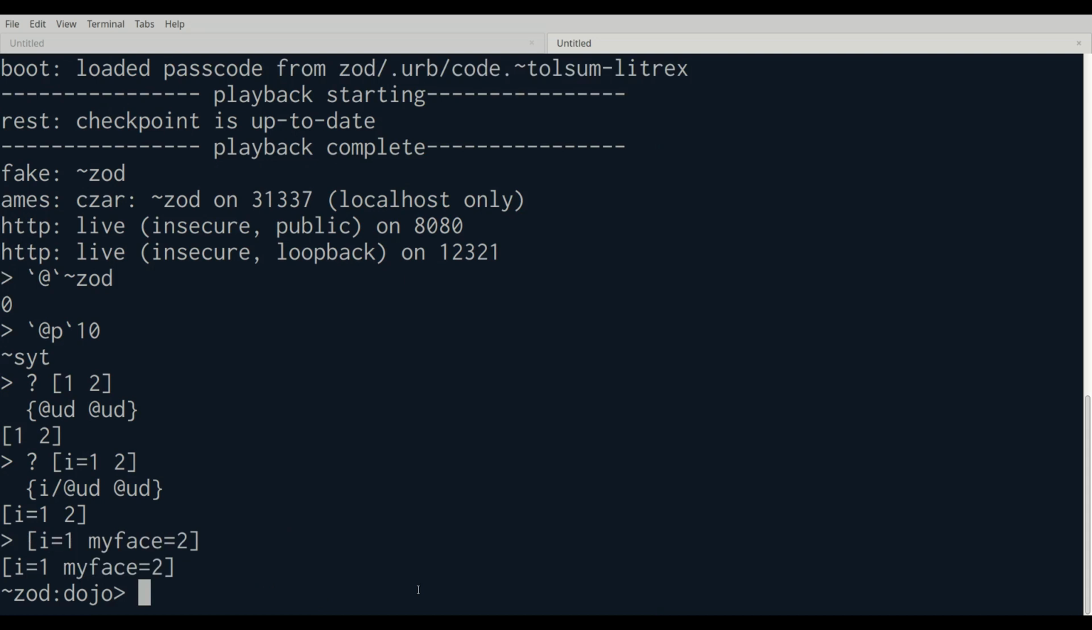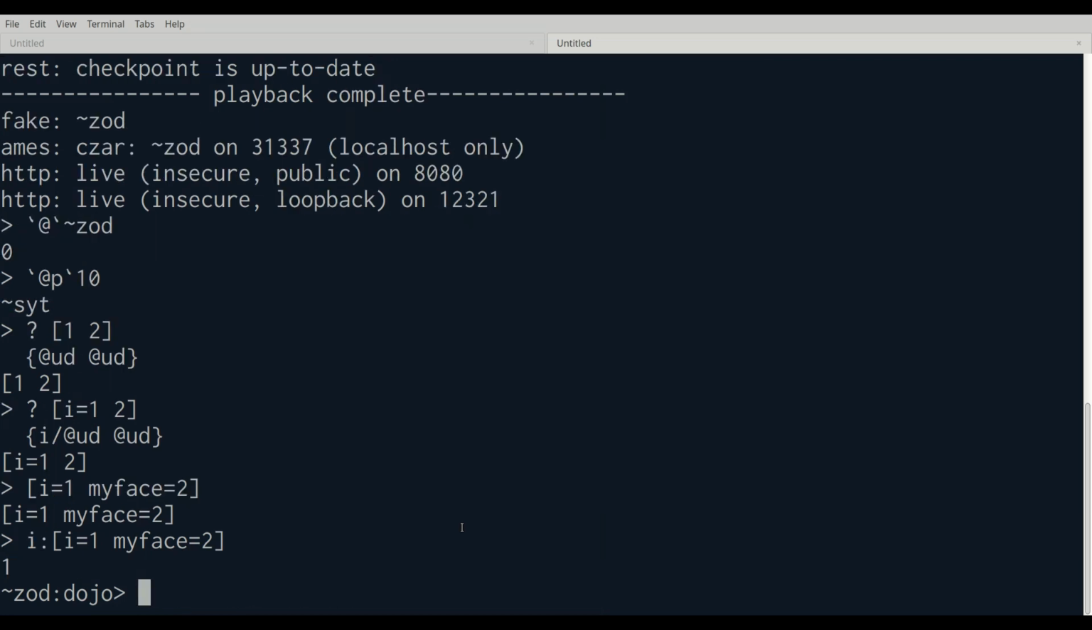So we can create my-face as the face for the value of 2, and i is the face of the value of 1. We can access those the same way we were doing before when we were doing tree addressing. We put the face, we put a colon, and then there's the expression to which we're referring.